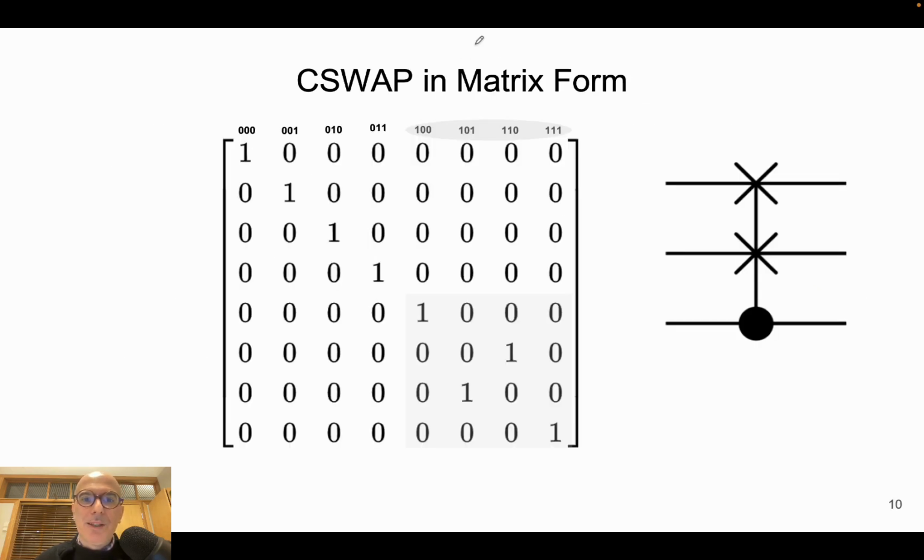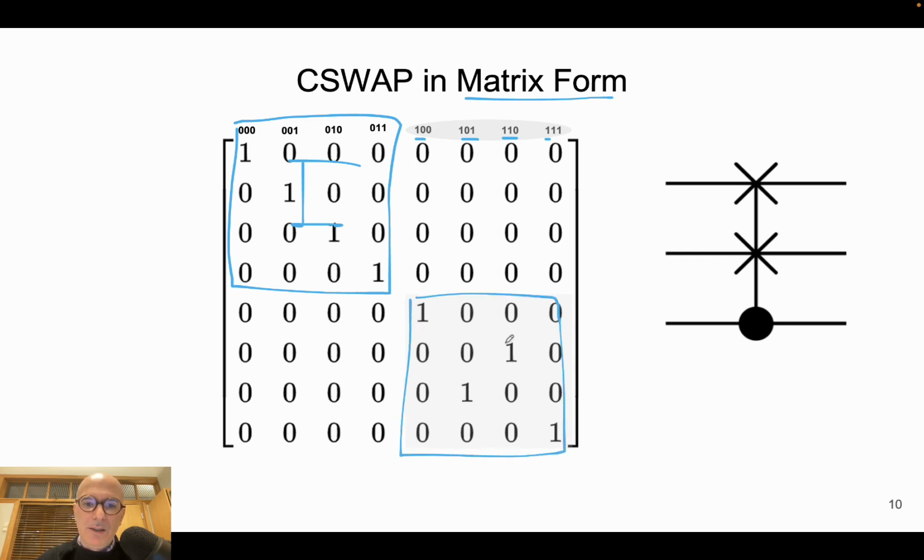Also, CSWAP can be written in a matrix form. Whenever the control qubit is in a 0 state, then there is no operation, and we have the identity matrix. In the case that the control qubit is in the 1 state, like here, then we have the swap tensor formulation. This is the last slide, and talk to you soon.